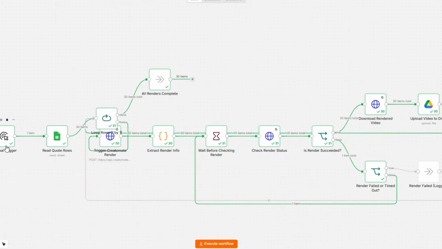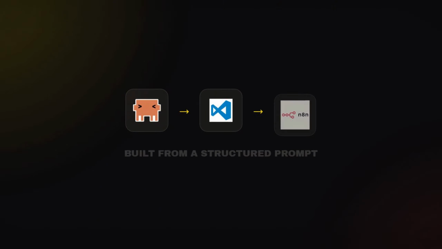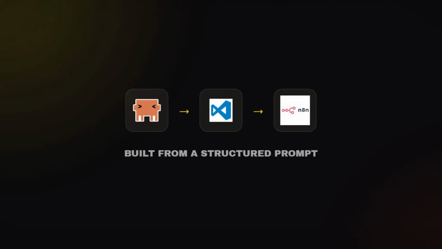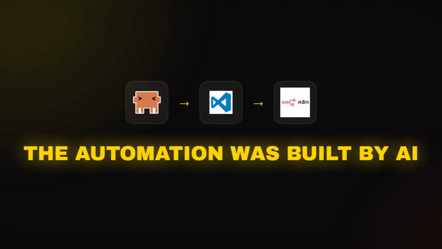I used N8N automation, and I'll be straight with you about how I built it. I connected Claude code to Visual Studio Code, installed the N8N repos, and had it build the workflow from a structured prompt. So the thing writing my automation was itself an AI. If you want a detailed deep dive on that, let me know in the comments.